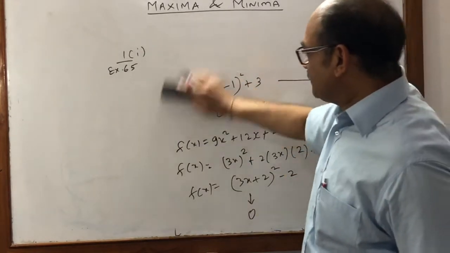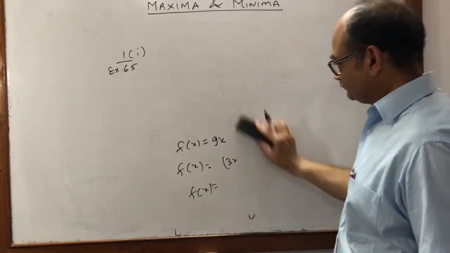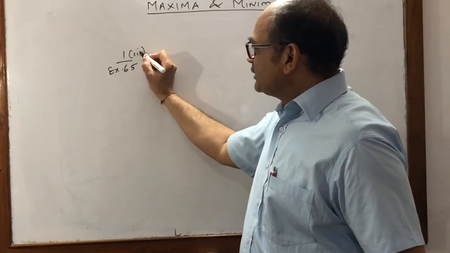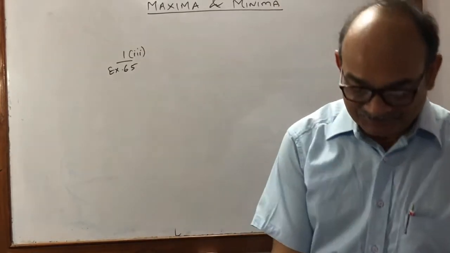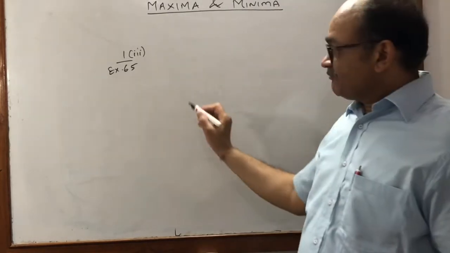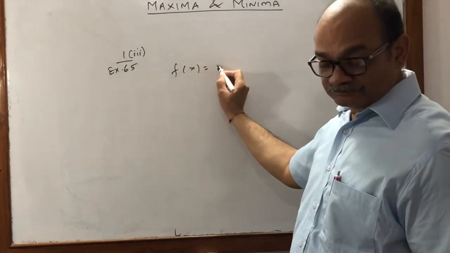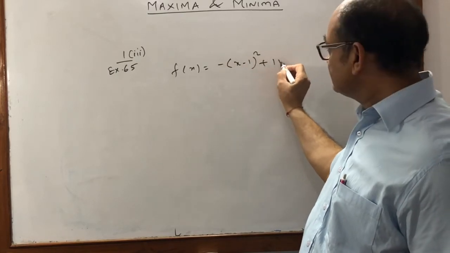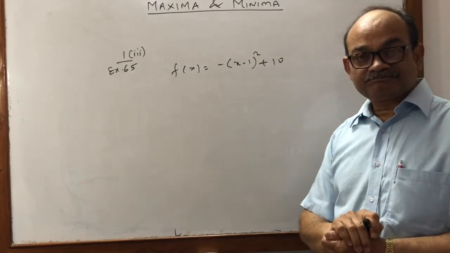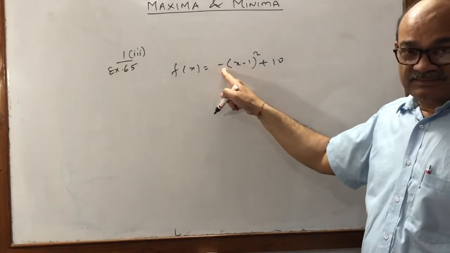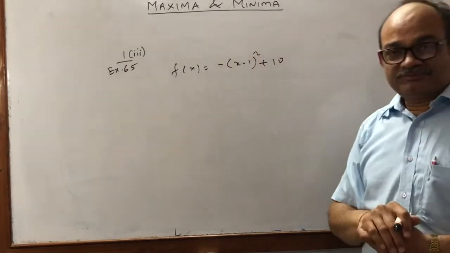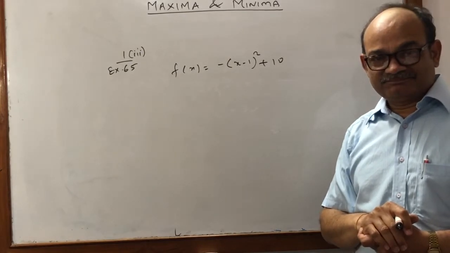One more. Third part. These are the simple questions where we are not using any derivative. Okay? fx equals to minus of x minus 1 whole square plus 10. Minus. Going down. It means, is a minimum value possible or not?